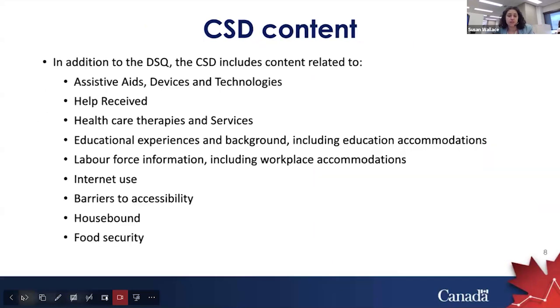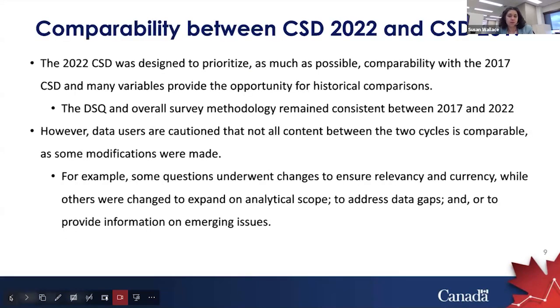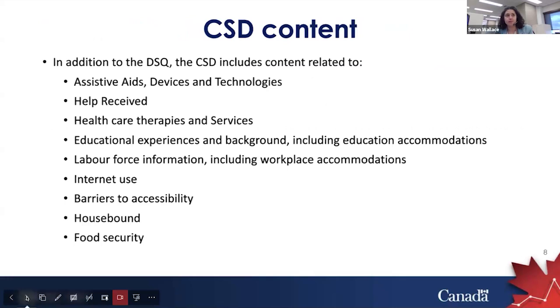So content on the CSD includes information related to aids and assistive devices and technology, help received, healthcare, therapies and services, educational experiences, including education accommodations for those who were recently in school, labor force information, including required and unmet workplace accommodations, internet use, barriers to accessibility, which was new for 2022, information on persons who are housebound, and food security. In addition, there are questions that allow us to produce information for episodic disabilities, whether or not a disability or a condition.